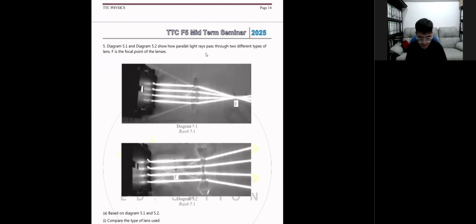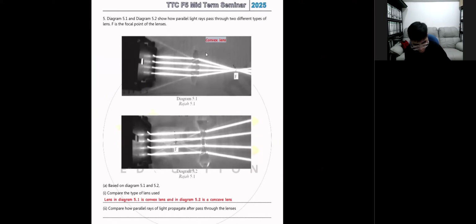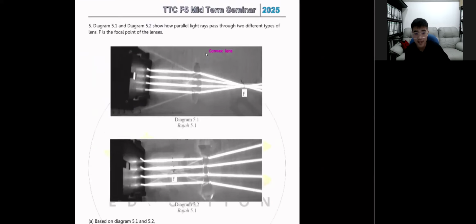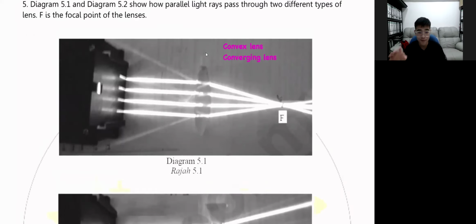Other than calling the lens in diagram 5.1 a convex lens, there is another name you can use. Do you still remember the other name of the lens? What else can we call it? We also call it a converging lens. We call it a converging lens because the lens converges light rays. Just now we said if you observe what happens to the light rays after they pass through the lens, the light rays are focused to the focal point.